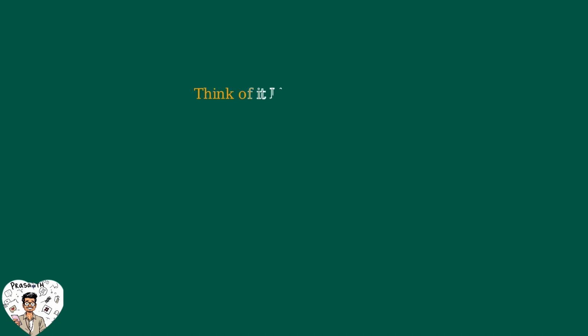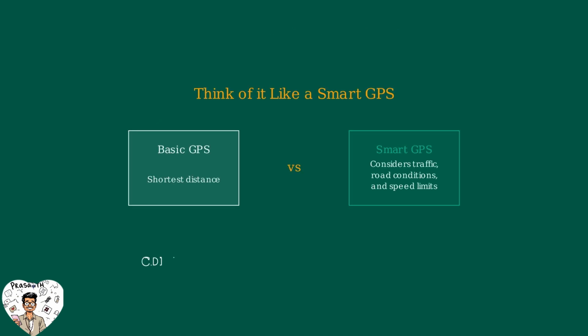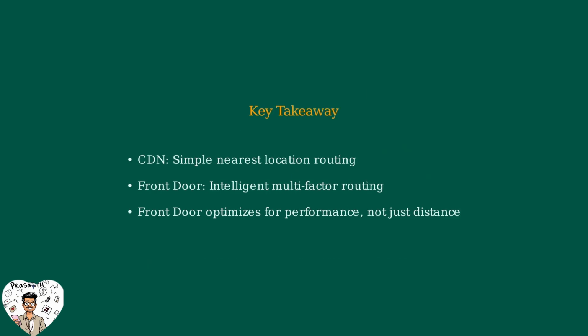Think of it like GPS navigation. A basic GPS just finds the shortest route, while a smart GPS considers traffic conditions, road quality, and real-time data to find the fastest route. The key difference is that CDN uses simple geographic routing, while Front Door uses intelligent routing that considers multiple performance factors to deliver the best user experience.